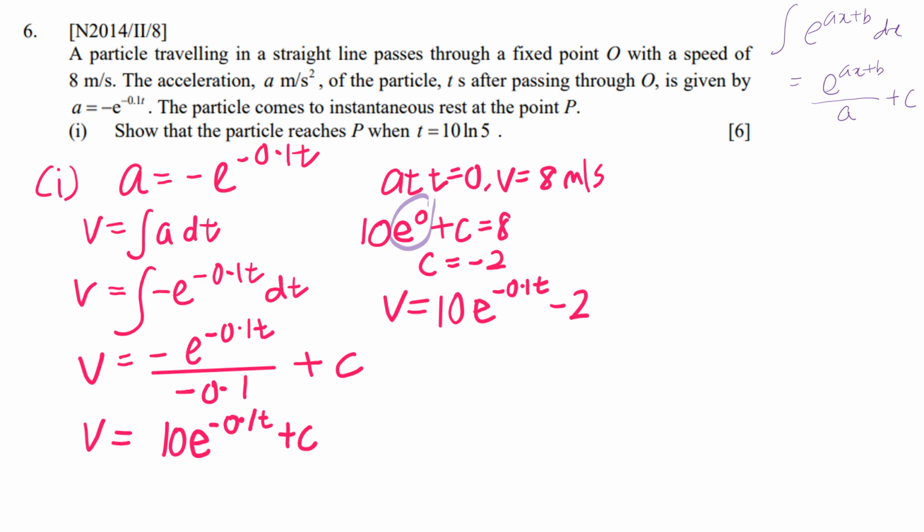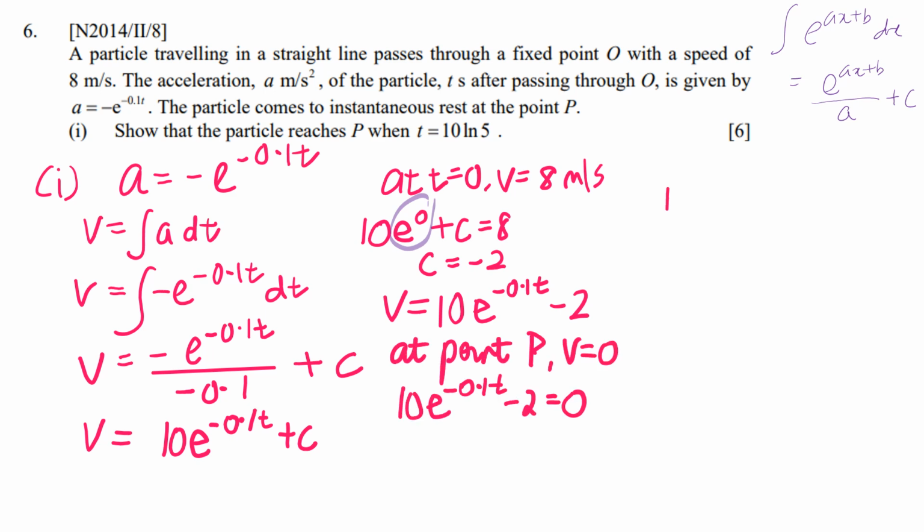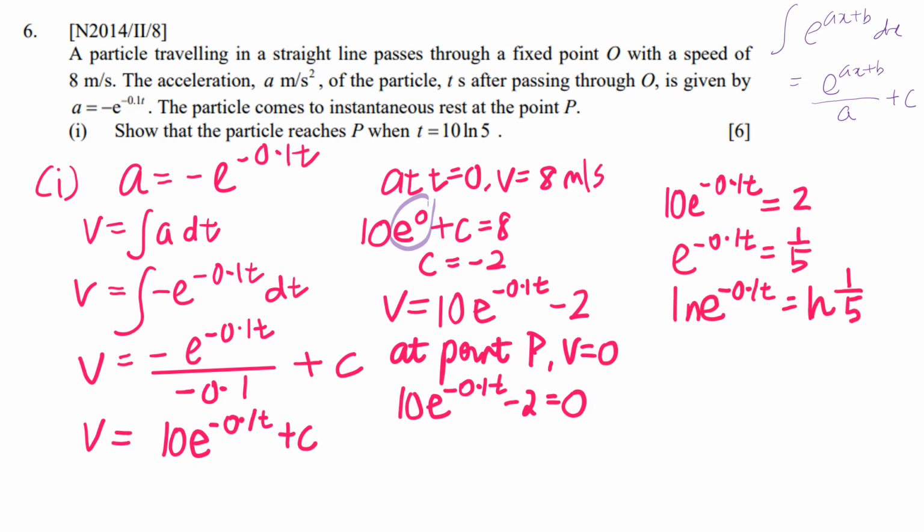Now we need to show the particle reaches P at t equals 10 ln 5. When it reaches P, the velocity is equal to 0. Divide by 10 on both sides, and then take ln of both sides. You see, these questions don't just involve the concepts of kinematics; they also involve how well you handle logarithmic laws, manage exponential functions, and solve exponential equations.